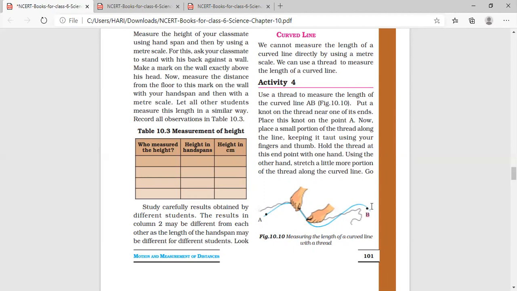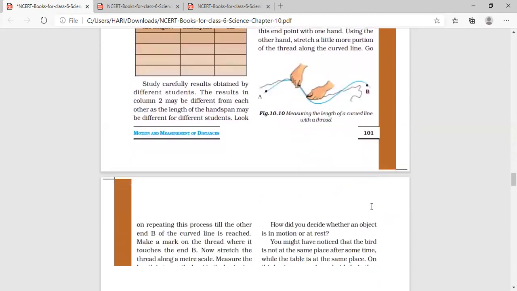Now we will keep this thread along the meter scale and measure the length of the thread between the knot and the end point where we marked. And this will give the length of the curved line AB. Okay, this way by using a thread, we can measure the length of the curved line.